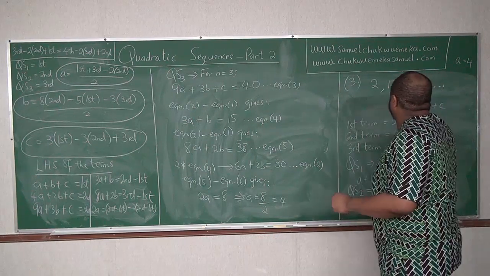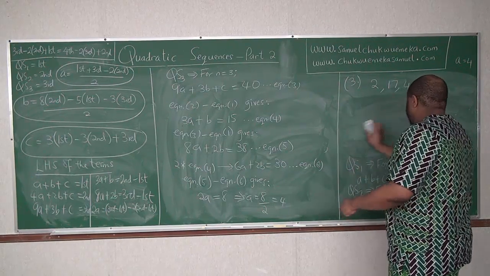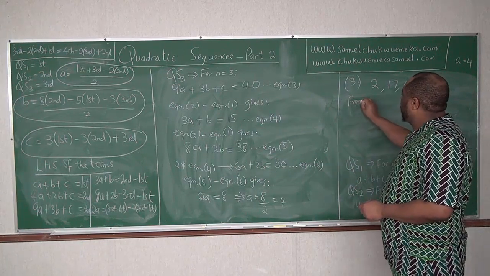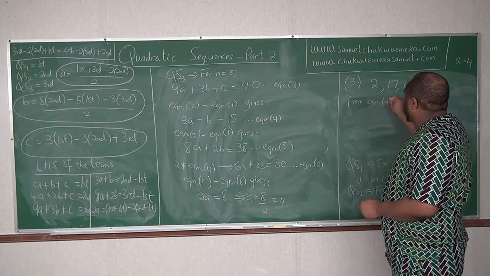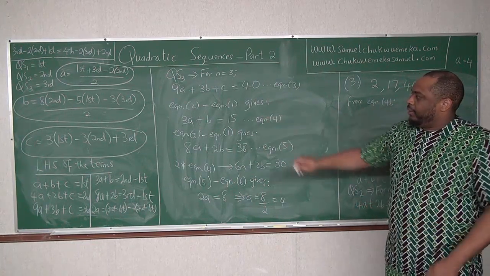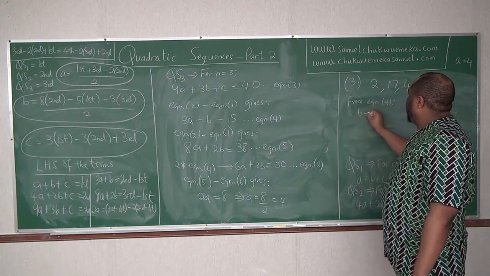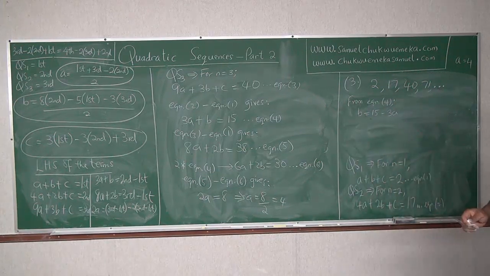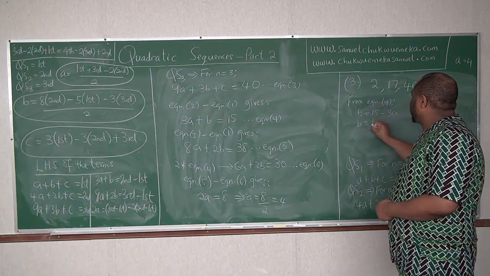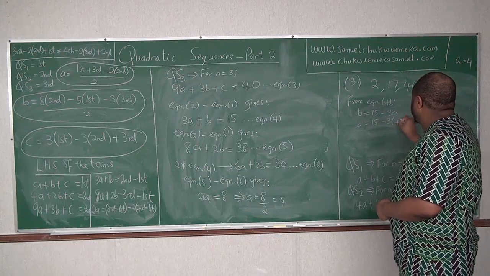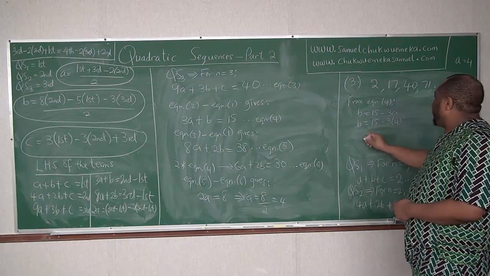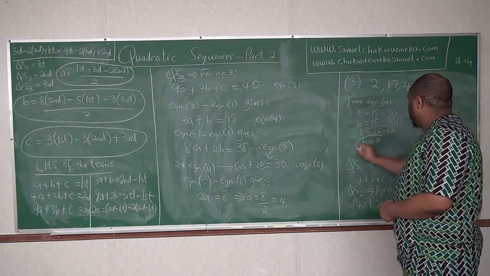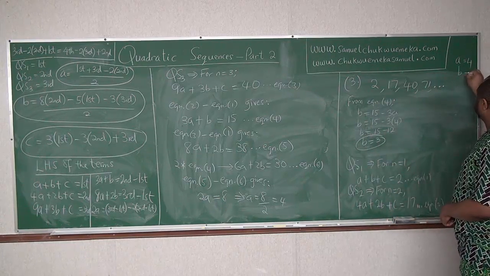So, to get our B, from equation 4, B is 15 minus 3A. So B is 15 minus 3 times 4. B is 15 minus 12. So B is 3.